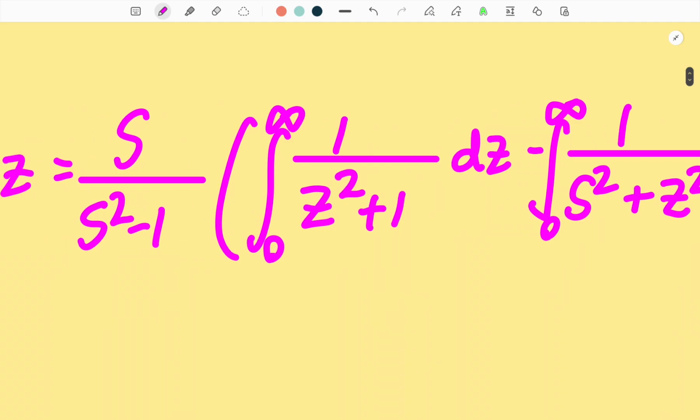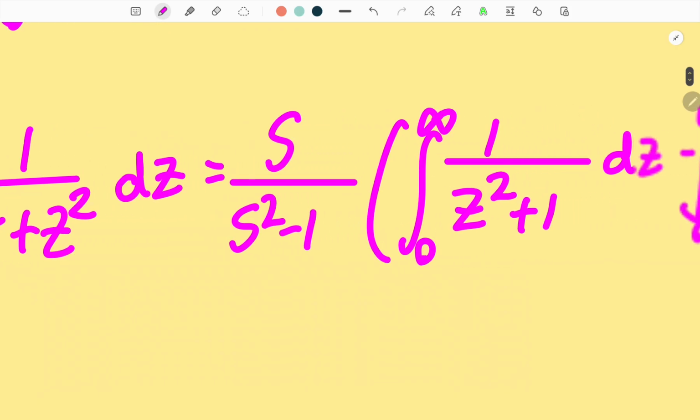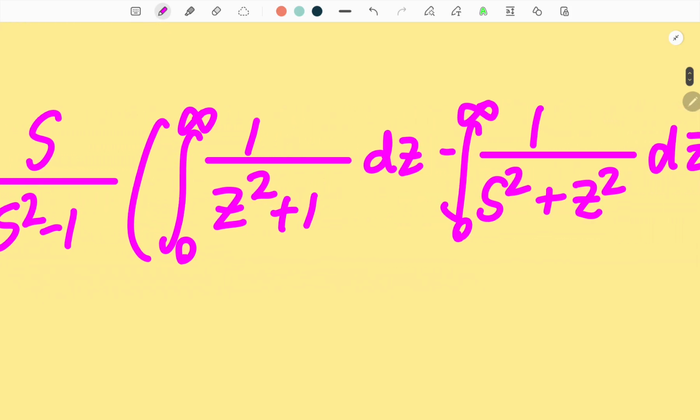And this s in the numerator of s squared minus 1 was from the previous integral. We had it outside. So it was just a multiplying term outside. So it's still there. Okay. Now, these two integrals are actually pretty easy. You can go ahead and use the inverse tangent or the arctangent if you prefer.